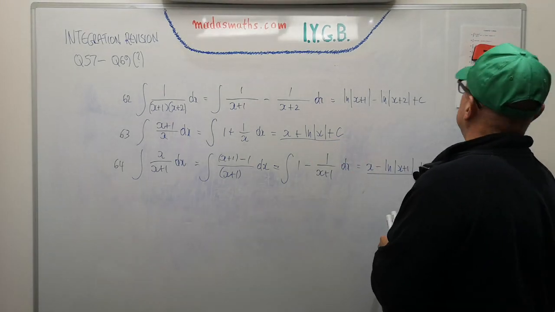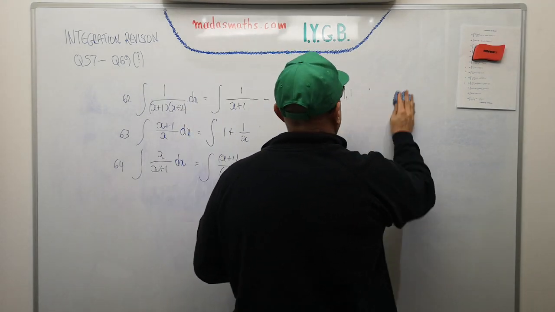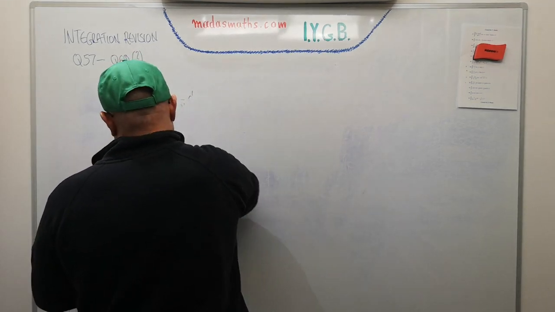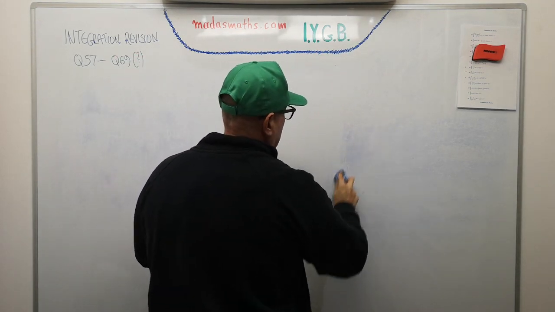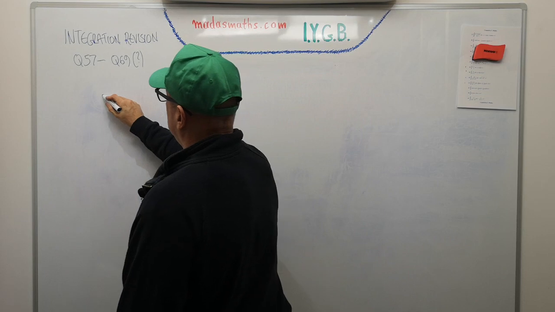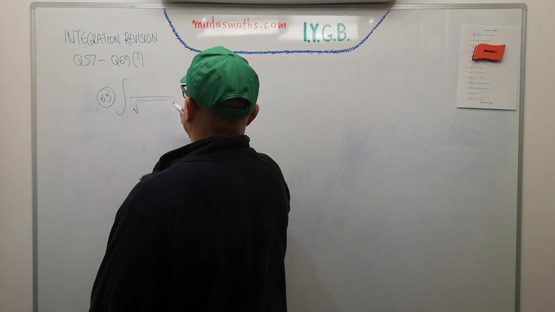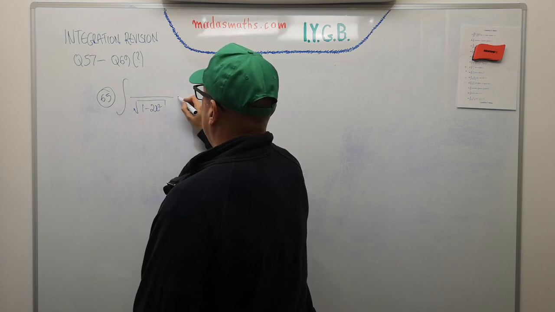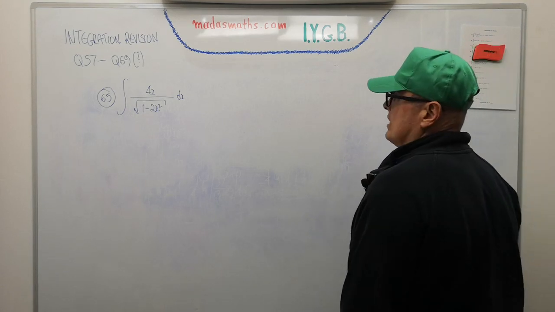Okay, number 65. Number 65 is one that I'm going to do in a few ways because it's important to see a few ideas. Not a difficult one, not an involved one. It's a gift if you get that in your exam. It's actually very, very straightforward. So number 65 is the integral of, we have the square root of the denominator, which is 1 minus 2x squared, and on the top we have a 4x.